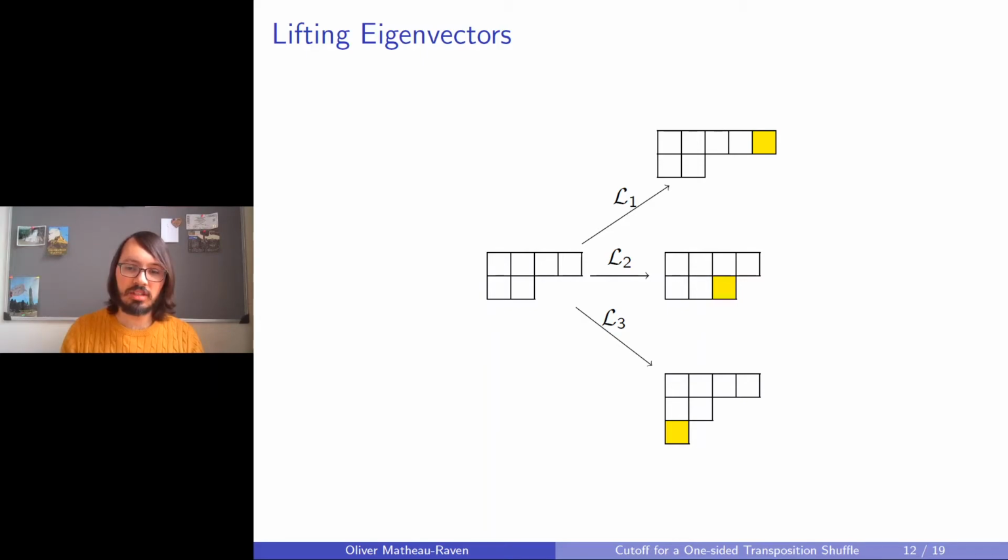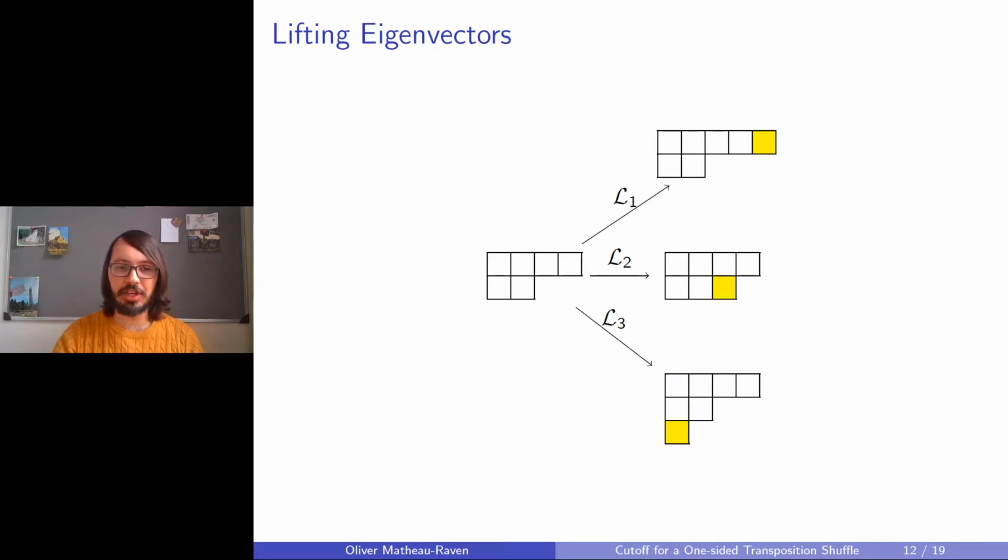Now what lifting eigenvectors tells us is that if we have an eigenvector belonging to the partition on the left, we can turn it into an eigenvector belonging to partitions on the right. So notice here that our shuffle and the structure of the symmetric group are really interacting here in this unique way. And this is the key slide of the talk. If there's nothing else you take away, I want you to take away this picture.